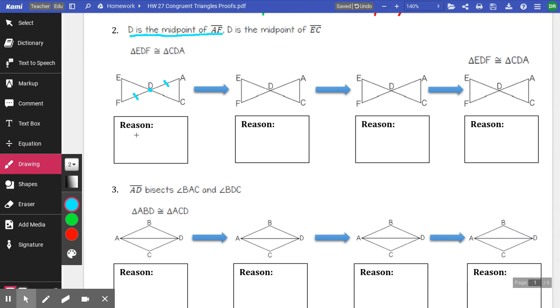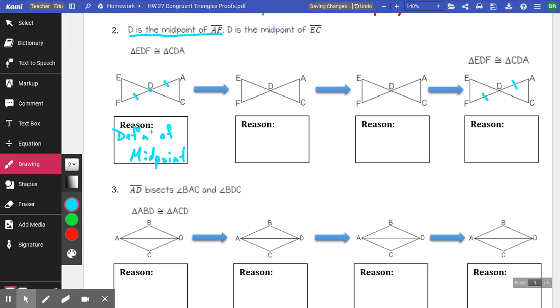And the reason, again, is not given because in our given information, it doesn't actually say that segment AD is congruent to segment DF. It said that we have a midpoint. And so the way that we were able to mark this diagram is by knowing that we had a midpoint. And so the reason for that is very simple. It's just definition of midpoint. So we'll mark it there. We'll mark it in our final diagram as well.